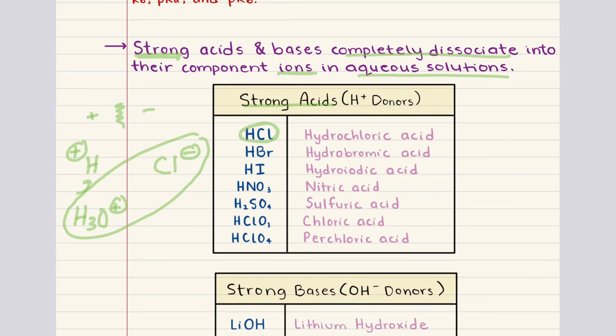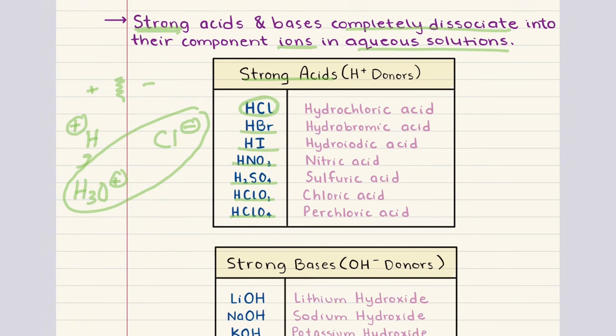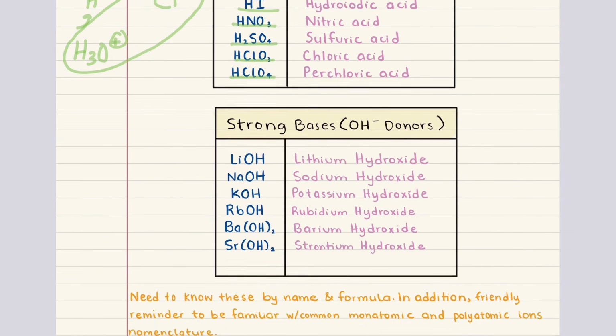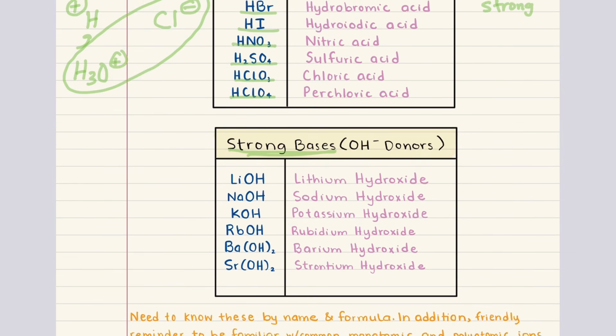The ones you need to memorize for this course are hydrochloric acid, hydrobromic acid, hydroiodic acid, nitric acid, sulfuric acid, chloric acid, and perchloric acid. These are the acids that are going to dissociate completely, and they're going to dominate pH calculations when they're present in solution. Strong bases follow the same principle, except they produce hydroxide ions instead.